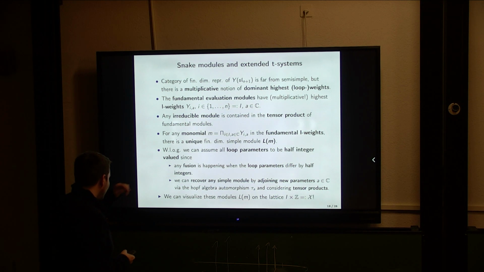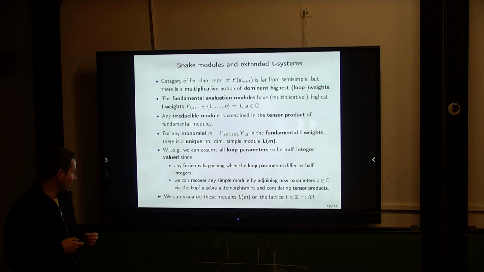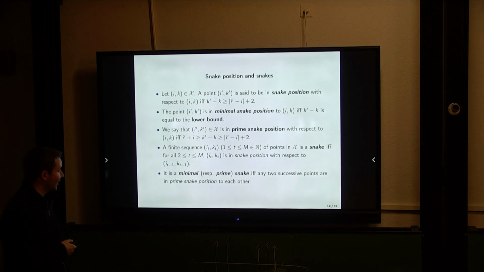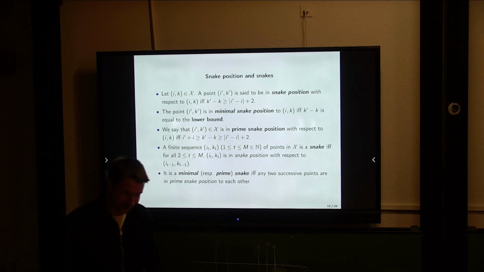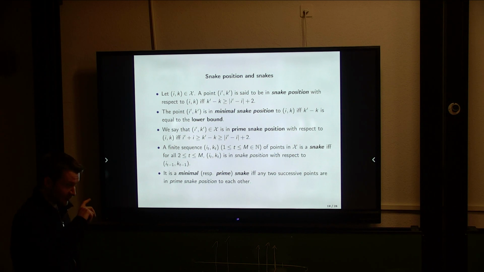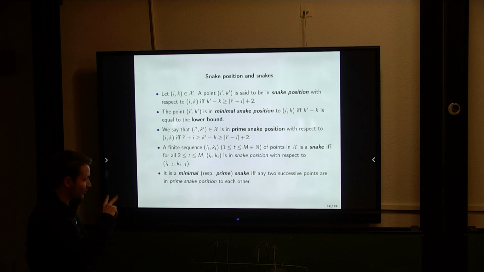Right. So we can only consider the half integer valued parameters, and then we can visualize this module L(M) on the lattice I cross Z, as I said. And now we can define special modules by looking just at the lattice. So for any (i,k) in X, a point (i',k') is said to be in snake position with respect to (i,k) if the difference k' minus k is greater than or equal to 2 plus |i' minus i|.